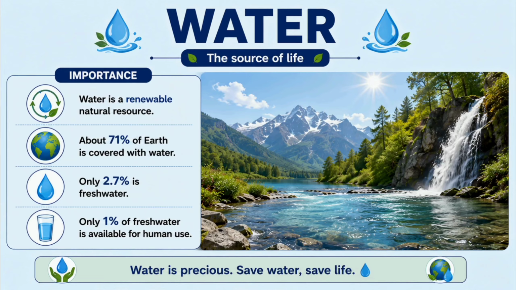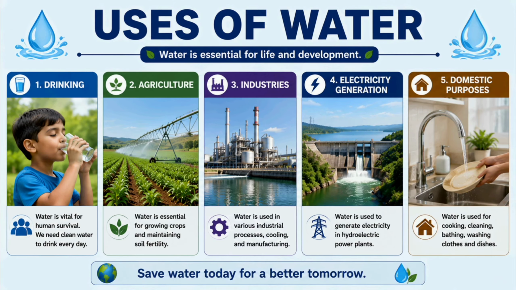About 71% of Earth is covered with water. Only 2.7% is fresh water. Only 1% of fresh water is available for human use. Uses of water: water is useful for drinking, agriculture, industries, electricity generation, and domestic purposes.